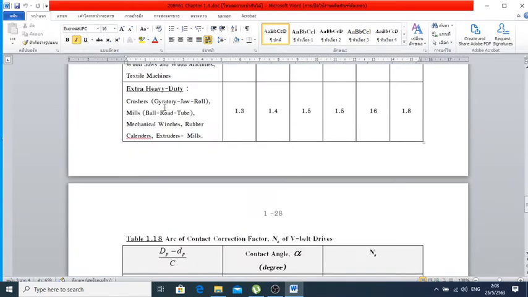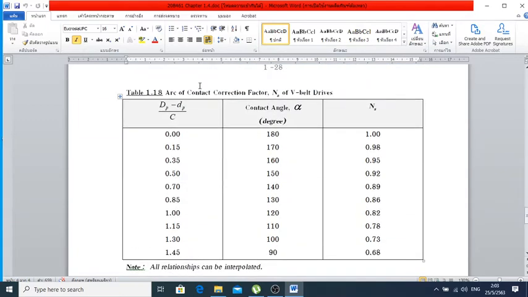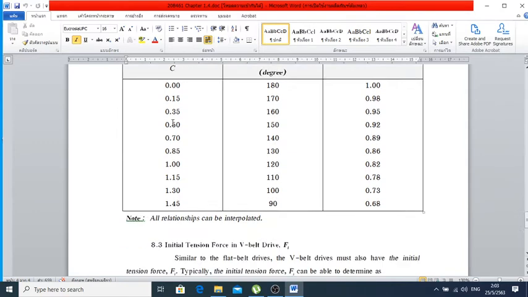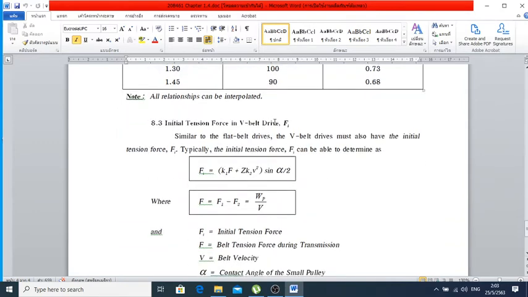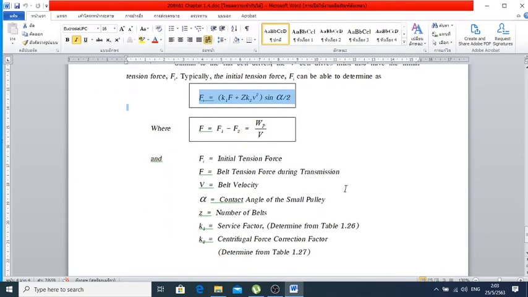So this is 1.17 and 1.18. Of course, you're going to determine the N sub A, the arc of contact, by using the small d sub P over C, things like that. And then another one, F sub I, you're going to determine from this kind of equation, using the terms K1 and K2 and the number of belts. K1 and K2 can be determined from tables 1.26 and 1.27 respectively.